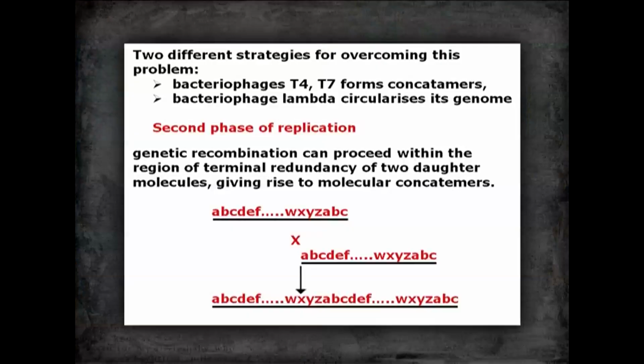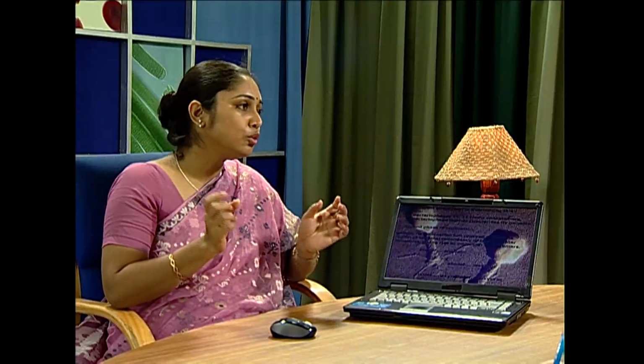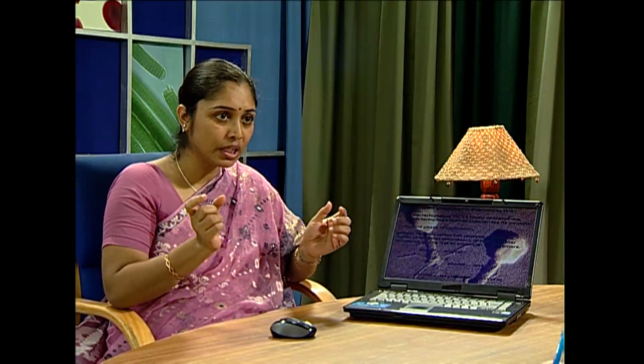To prevent this shortening, T4 and T7 have adopted a mechanism to form concatemers. Okay, and in lambda we have seen that they circularize their genome to prevent this shortening. So, in the second phase of replication, what happens? Two daughter molecules having terminal redundancy join together by recombination and form concatemers. But the actual mechanism is not that simple.